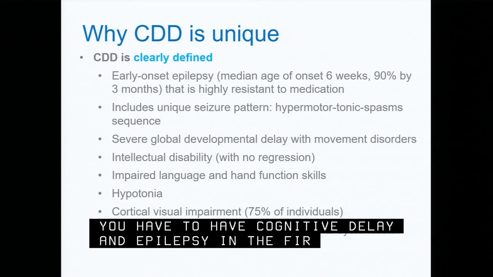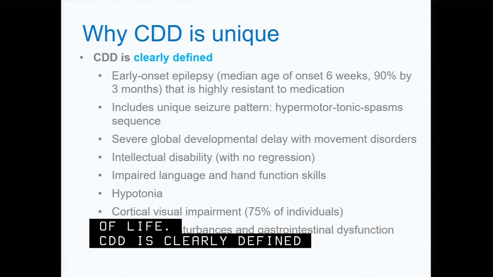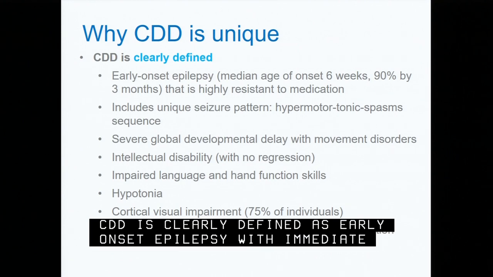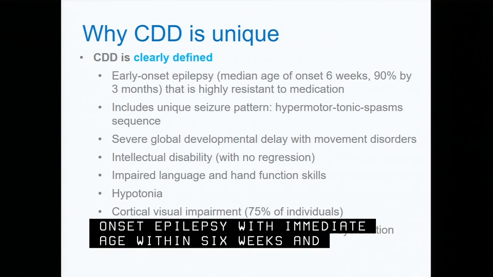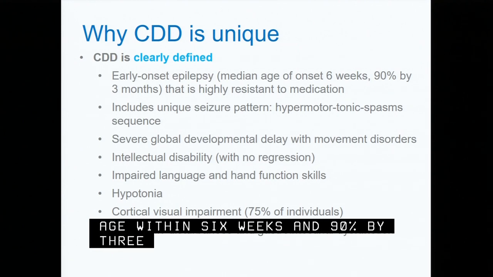It has early onset epilepsy with a median age of onset within 6 weeks and 90% by 3 months, and this becomes highly resistant to medication over time. It has a unique seizure pattern.